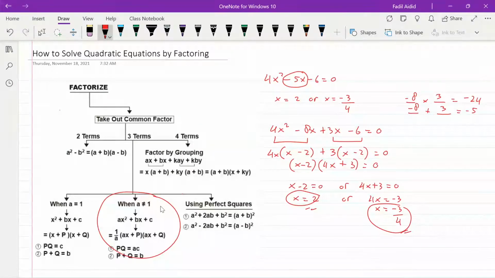So either you use this way or this way. We call it splitting the middle term. So which one is more convenient to you? Up to you. Either this or this, splitting the middle term.